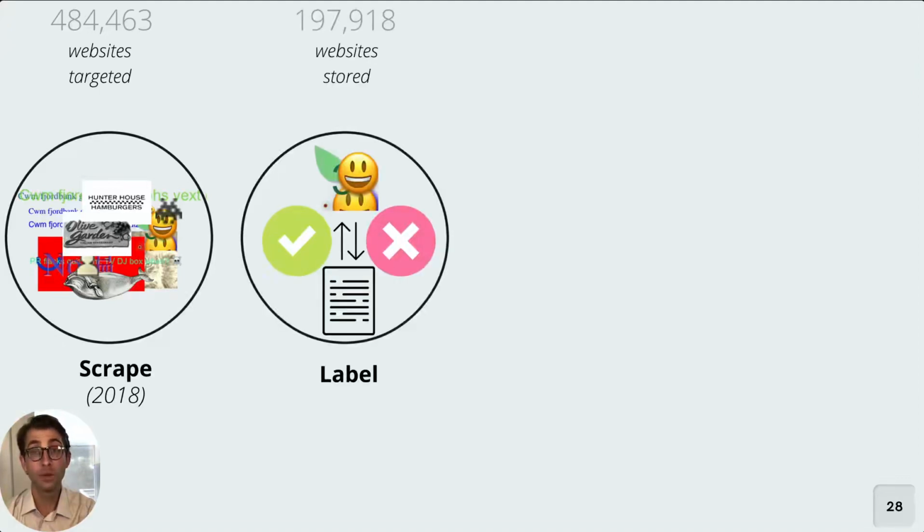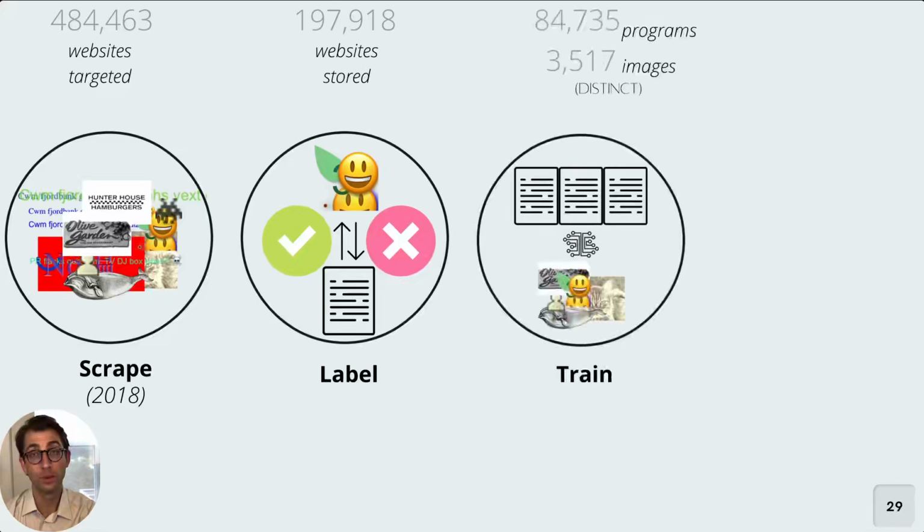Of those roughly 500,000 websites, we successfully grabbed canvas drawing data from about 200,000 of them. We looked at all of the images returned by this scrape and were able to create our set of ground truth. Our machine learning models were then able to train on this data from the initial scrape. We had about 84,000 programs and 3,500 images, and these are the distinct counts in each of those respective categories.